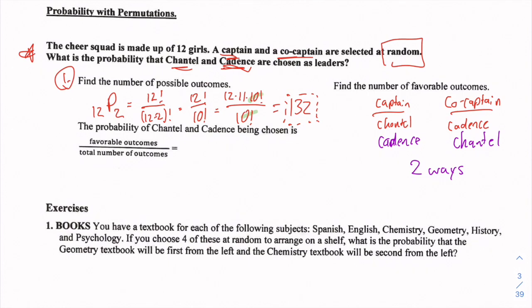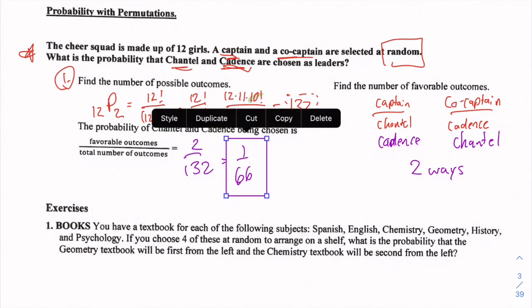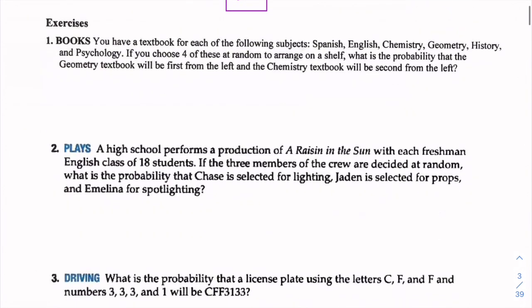It doesn't matter who's captain as long as it is these 2 girls who are chosen. So it's 2 over 132, which is 1 over 66. I think for this case, leave it as a fraction. Decimal is fine too, you round to nearest tenths. I don't know what the textbook wants from you. I kind of forgot. So fraction or decimals, they both work. Just make sure you check.